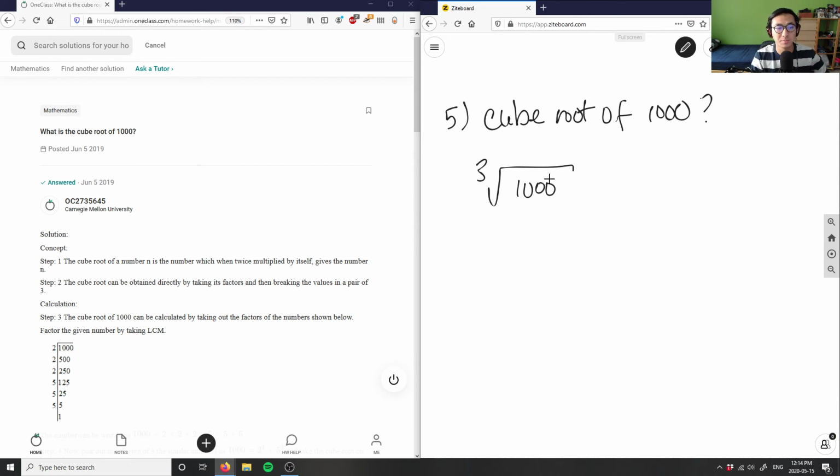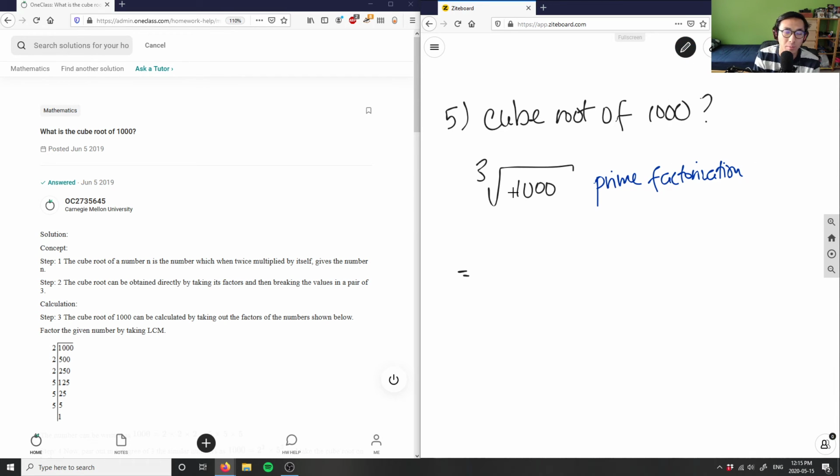And in order for us to do this problem, we can basically do a prime factorization of 1,000 here. So how do we do this? Again, we're going to take this 1,000 number and keep dividing it by a prime factor. So we're going to use this concept of, again, prime factorization.